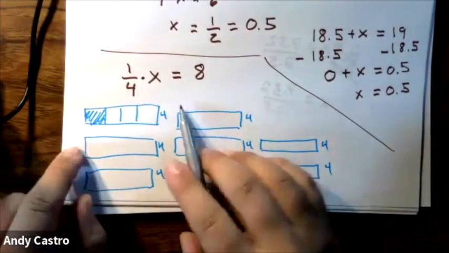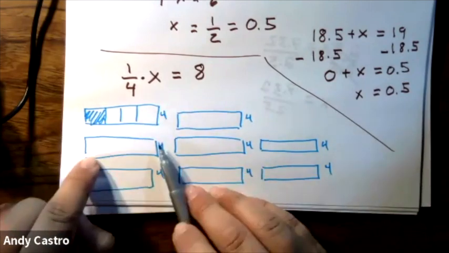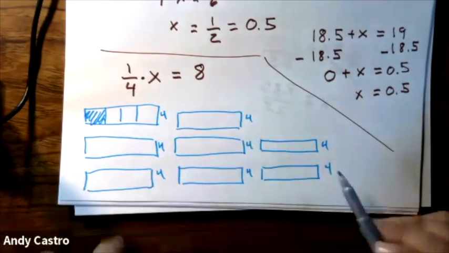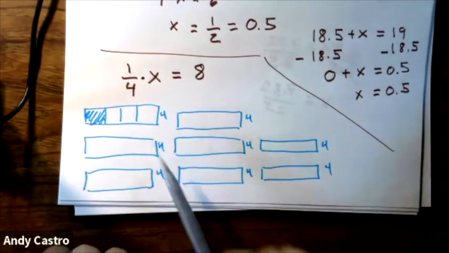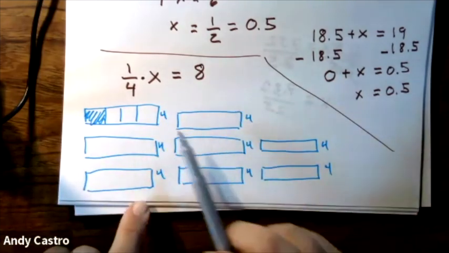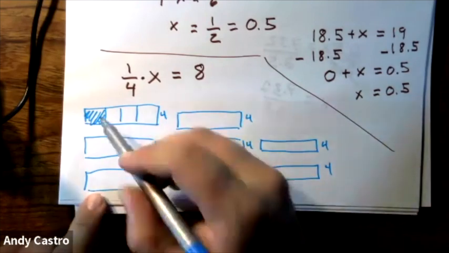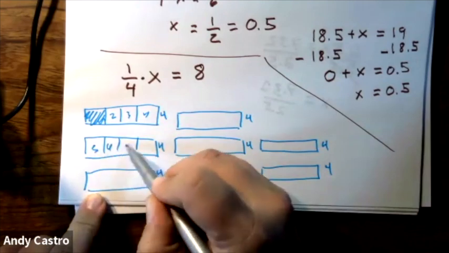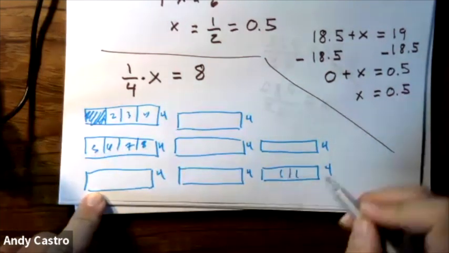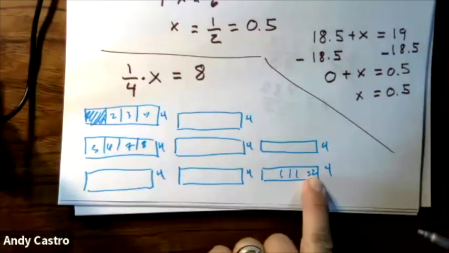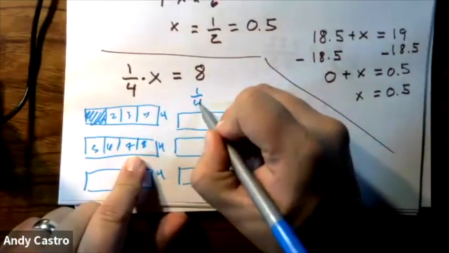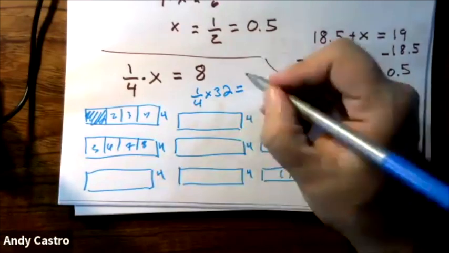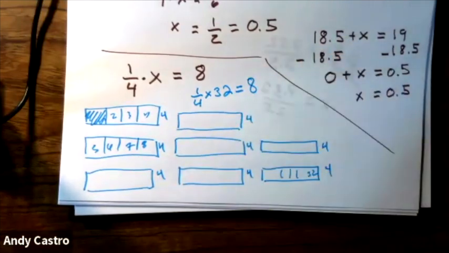Does that make sense? I would need 4/4 for one, another 4/4 for two, another 4/4 for three, and so forth. So I would need 8 times 4, which is 32. So 1, 2, 3, 4, 5, 6, 7, 8, all the way. My last one would be 32. So if I multiply 1/4 times 32, that gives me 8.